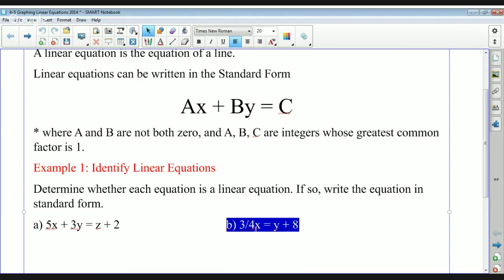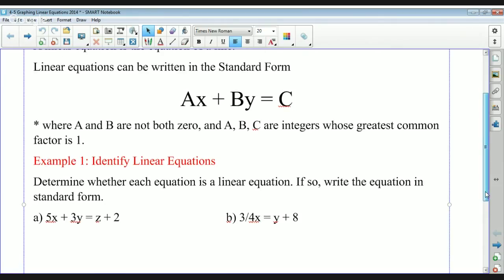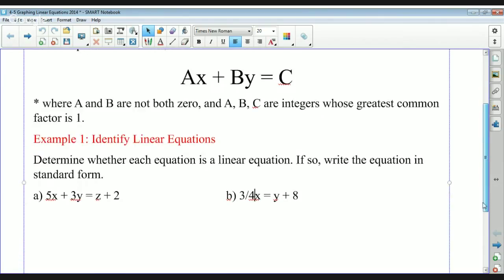As you look at the equation, we do have a 3/4. This would act as our A because it's with the x. We have a y, which its coefficient is 1, as there's no number in front of it, so we know there's 1y. And our C is 8. So yes, this is a linear equation. Everything is good with it. Now we just need to write it in standard form.